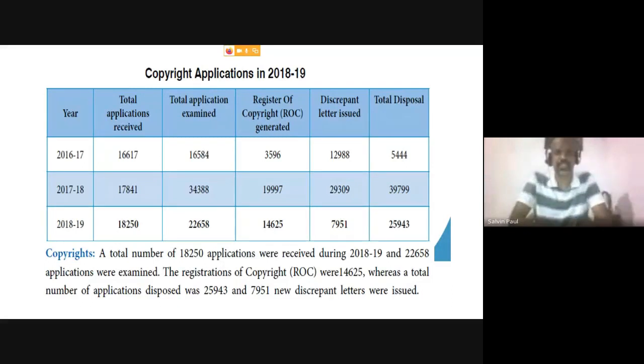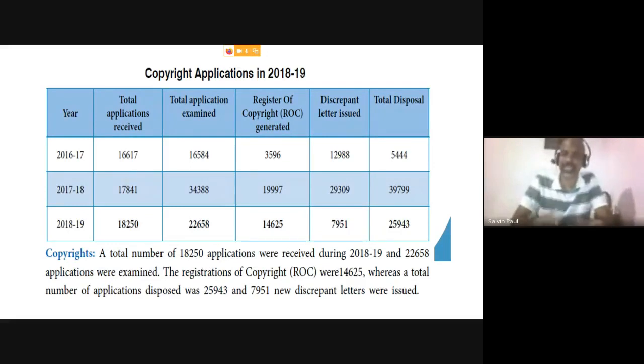Now, if you look at the current trend, please look at this side. The total applications received in 2018-19 is around 18,250. Examined, cumulatively, including previous years, is 22,658. But copyright registration is generated only for 14,625.